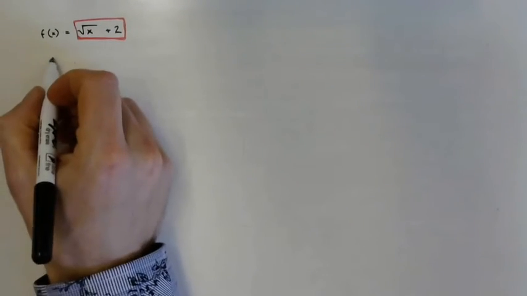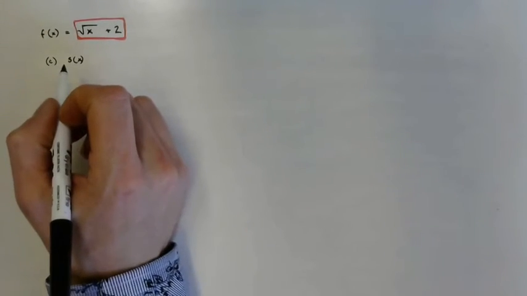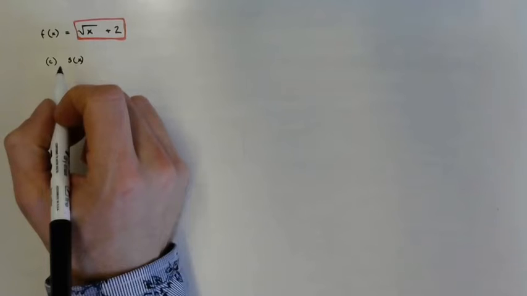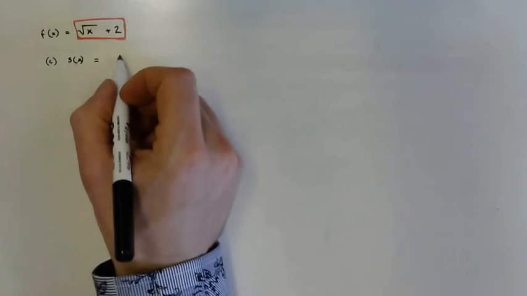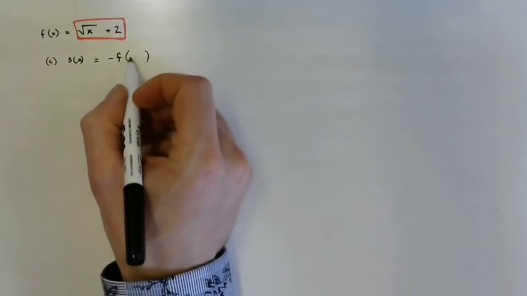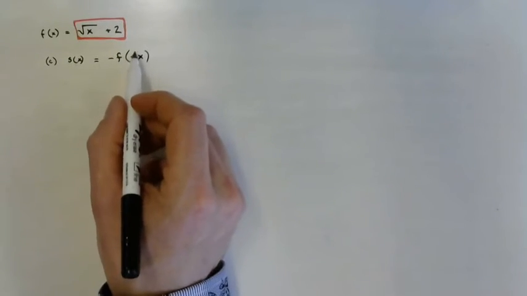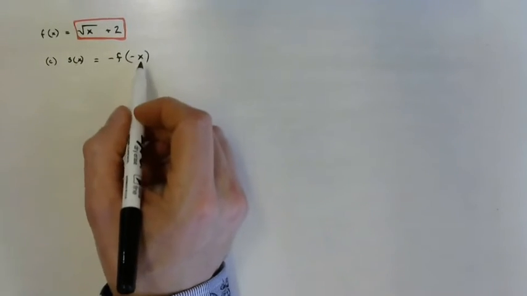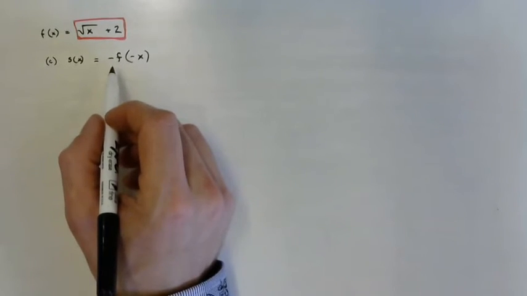One more. Example 1c, we are told that s of x, pay attention, you can read it right there in front of you, is a reflection in the y-axis and in the x-axis. So how do I write that with respect to f of x? Negative f of negative x. It's a reflection in the y-axis, so my x-coordinates are going to have a sign change. And a reflection in the x-axis, so my y-coordinates are going to have a sign change.